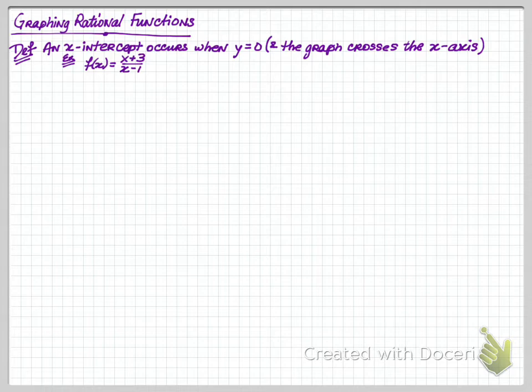So in the case of the function f of x equals x plus 3 divided by x minus 1, that's actually the same as saying y equals x plus 3 over x minus 1. So somewhere in the back of your mind, you should always remember that f of x and y mean the same thing. So we're going to look at where y equals 0, and when y equals 0, we can solve for x.